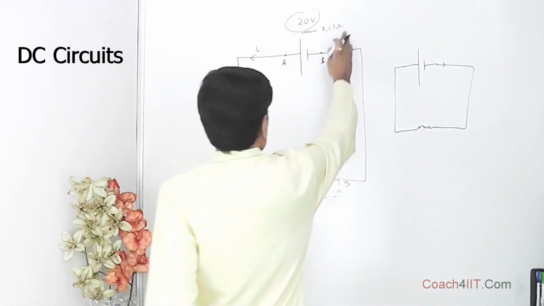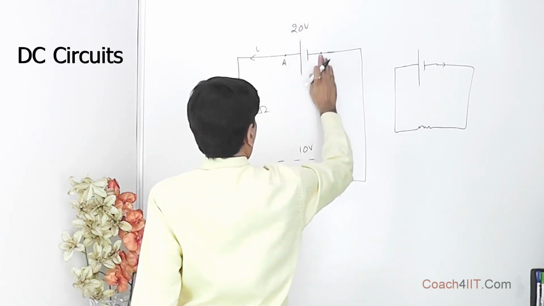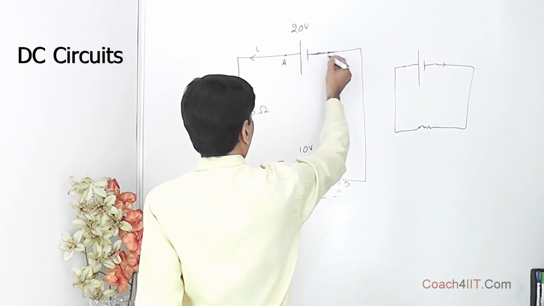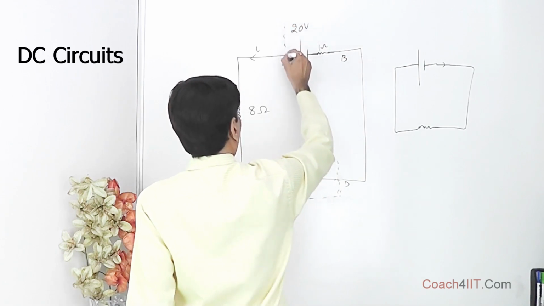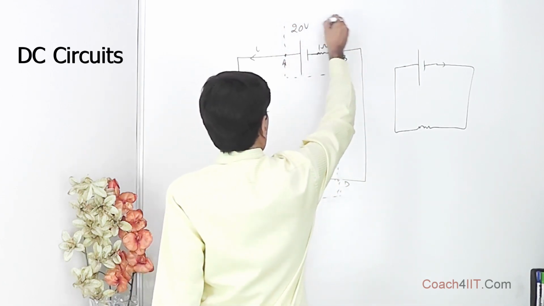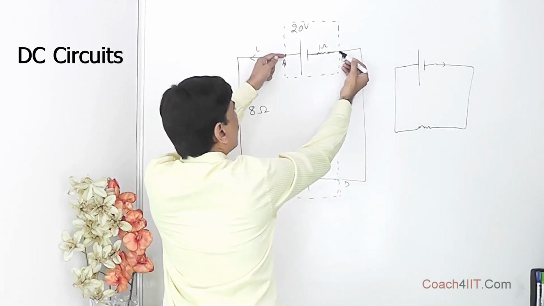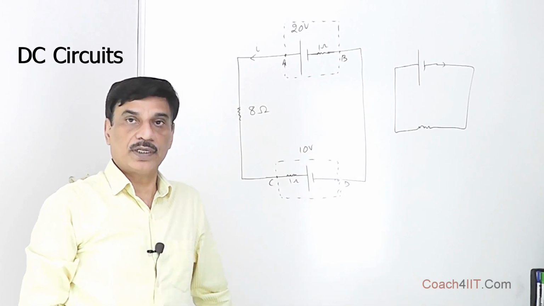The same thing goes for this 20 volt battery also. We say 20 volt is the E.M.F. You can draw the resistance over here or over here, internal resistance, that doesn't matter. So this is also 1 ohm, and we say this is B, and we put it in an imaginary box, and now whatsoever is the potential difference between A and B, that is the potential difference between the two terminals of the battery.